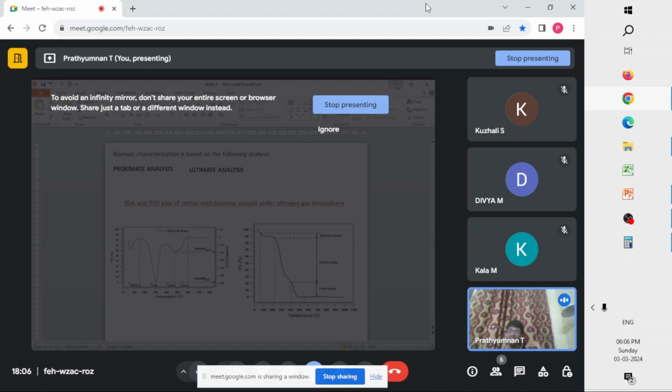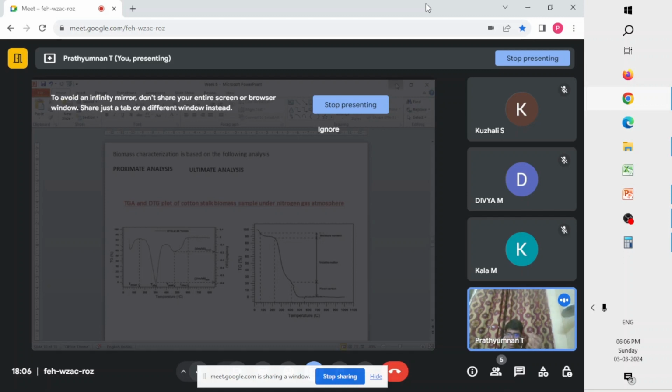and then you can see their proximate analysis: what is the percentage of volatile components present in them, the fixed carbon percentage, and the ash percentage. So the TGA is one of the important characterization techniques for these biomass components.